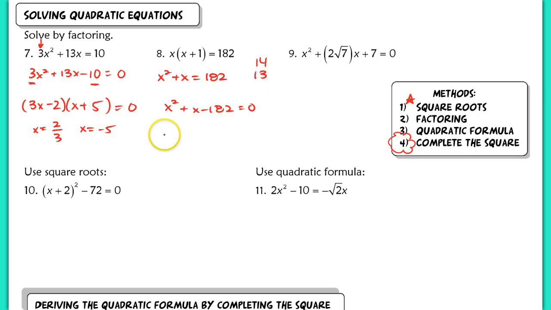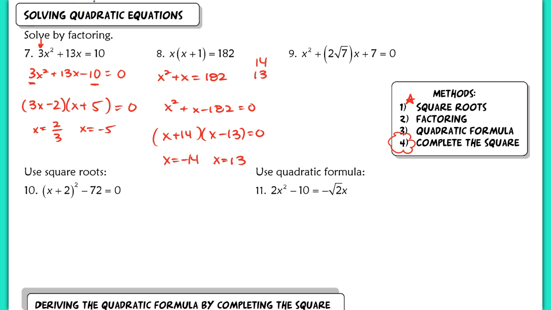Okay, so we've got x plus 14 and x minus 13 equals 0. Sorry, I misspoke there. So use the 0 product property and you end up with x is equal to negative 14 and x is equal to 13. All right, now moving on to our last factoring problem.